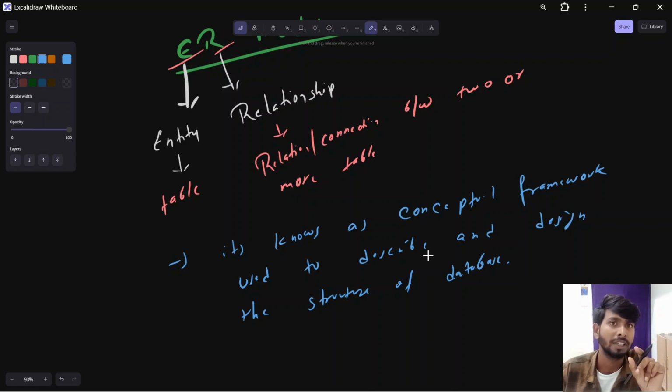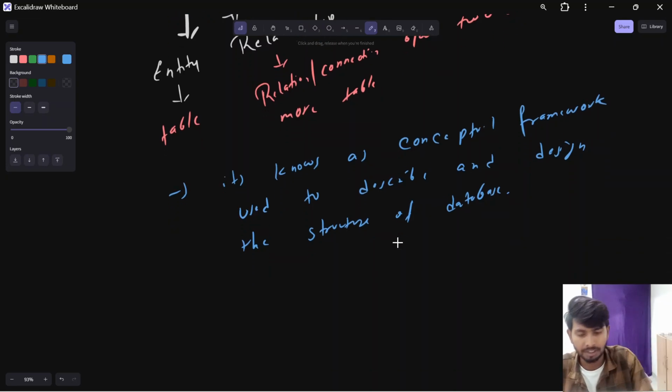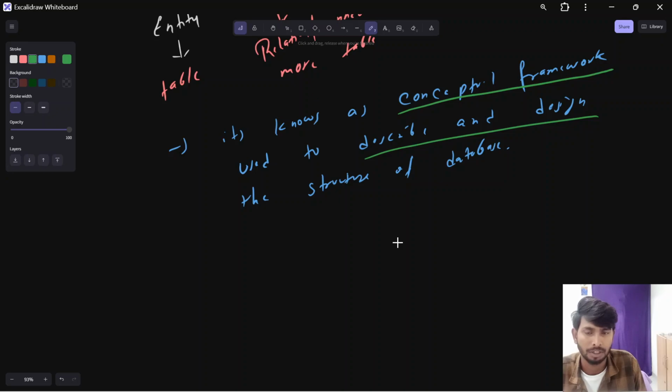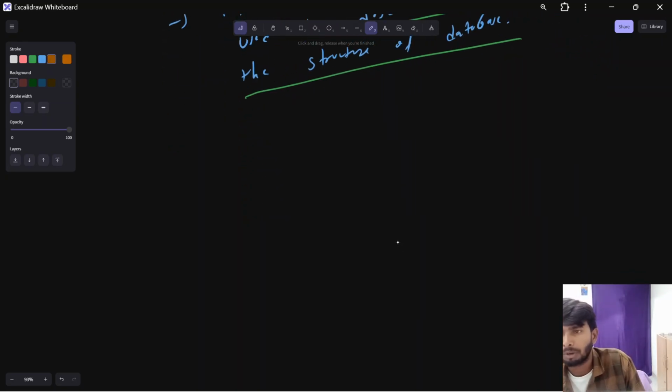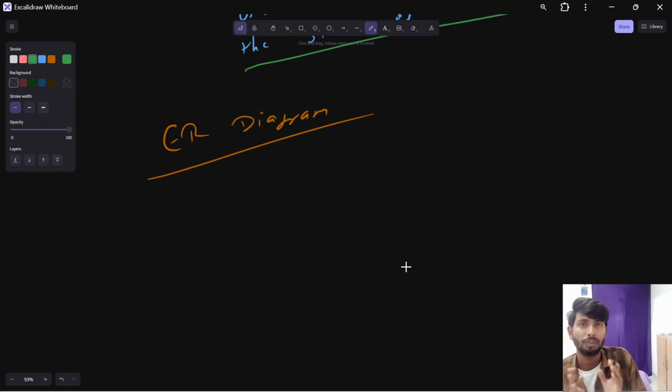First, understand about the ER model. We need to know about the ER diagram. Then we explain the ER model again. First thing, it's a conceptual framework and describes and designs the structure of database. After that, we have to know about the ER diagram, entity relationship diagram. Diagram means it's a graphical representation of the structure of the database.